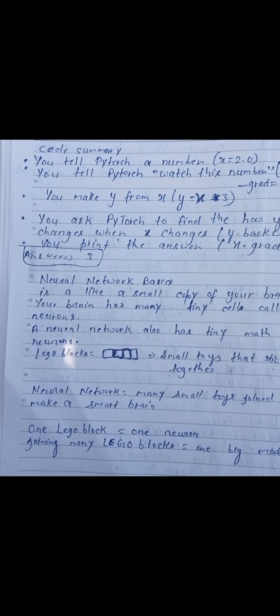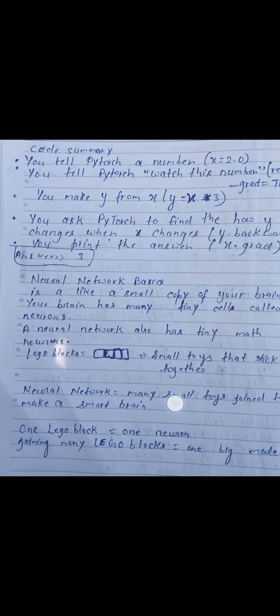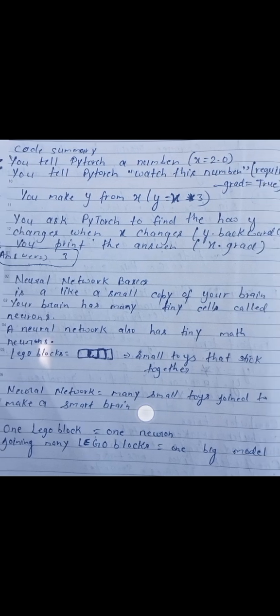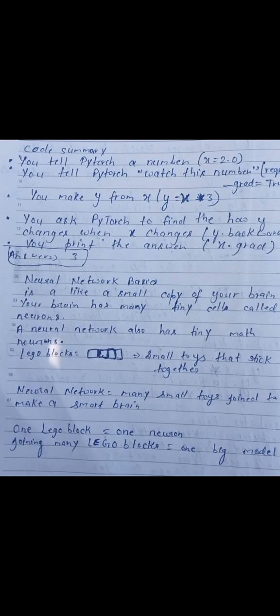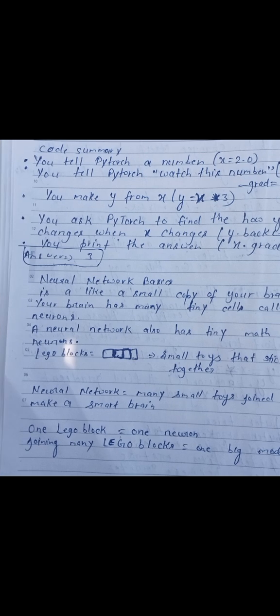Neural network basics, like you have to know when you start to learn PyTorch for GenAI. So neural network basics is like a small copy of your brain. Your brain has many tiny cells called neurons. A neural network also has a tiny math neuron.